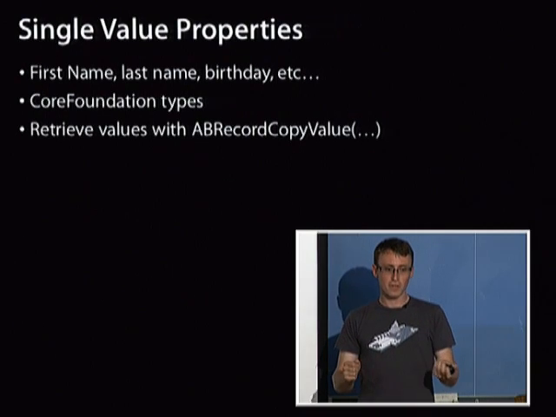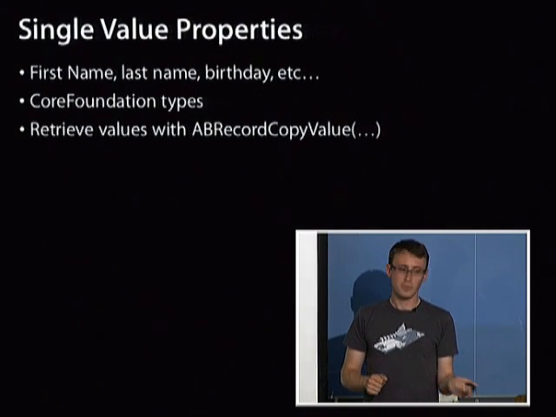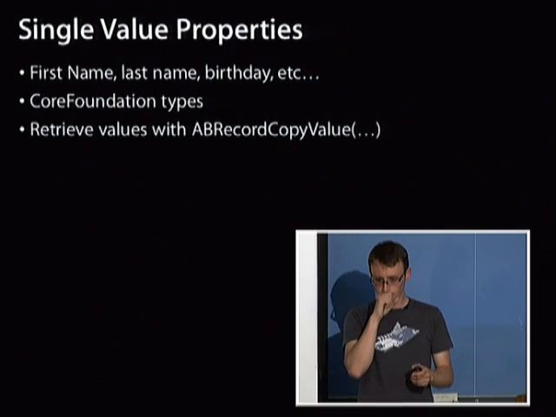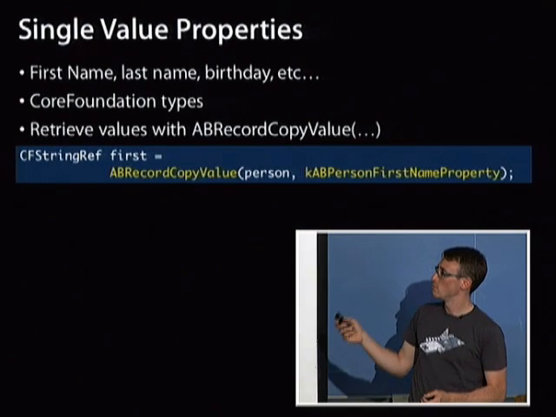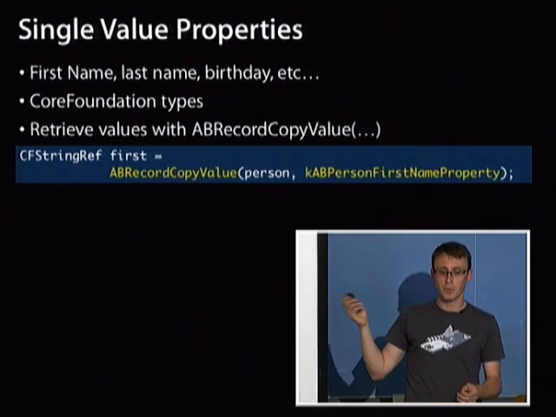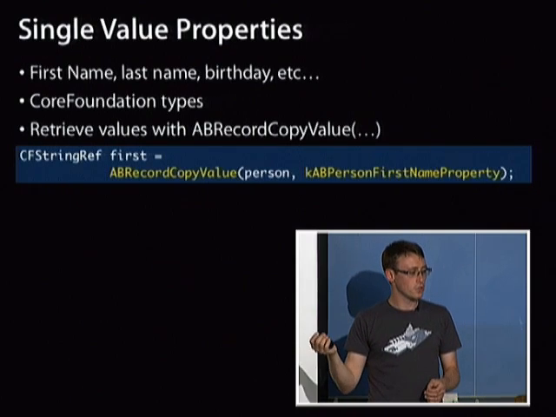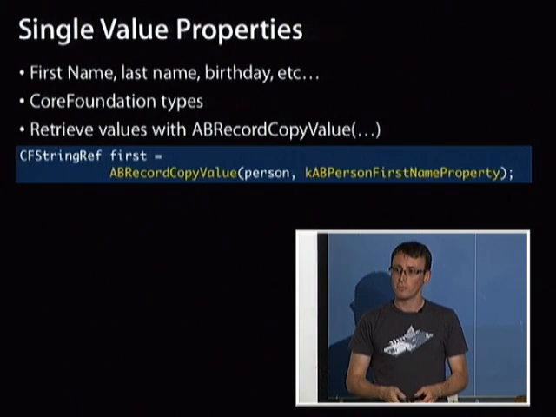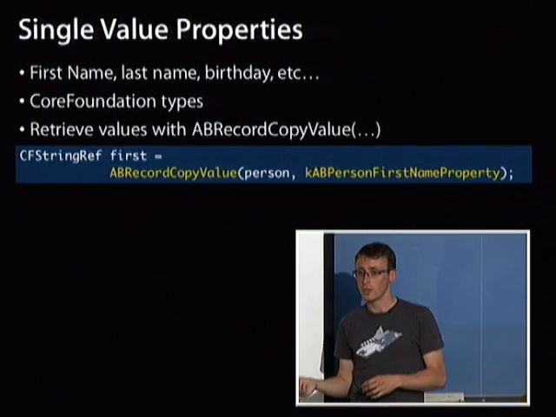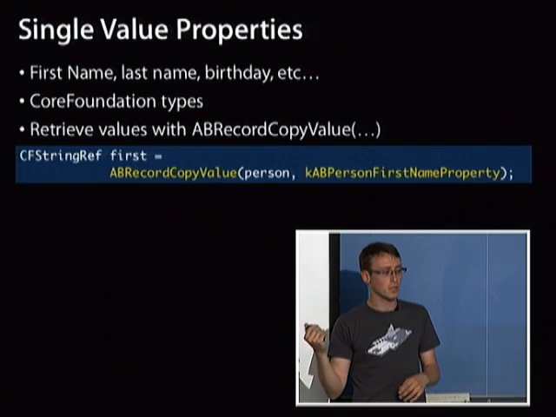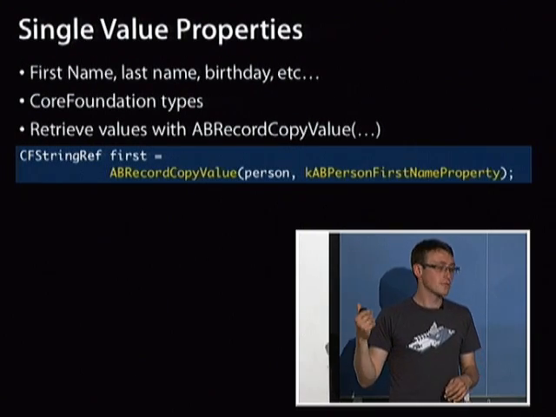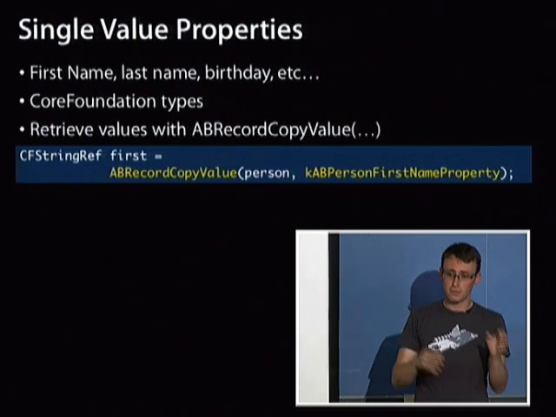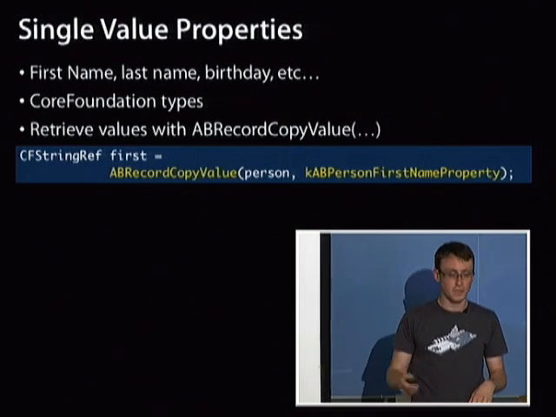In order to retrieve those values, there's a function called ABRecordCopyValue. And it looks like this when you call it. In this case, we're getting the first name from the person. And you just call ABRecordCopyValue, pass in the person, and pass in the name of the property. Again, those are all defined in ABPerson.h. What you get back, in this case, is a CFStringRef. Again, this is ABRecordCopyValue, so release it once you're done using it.